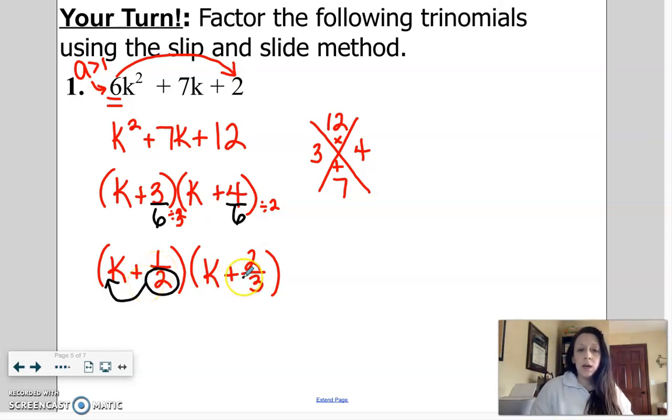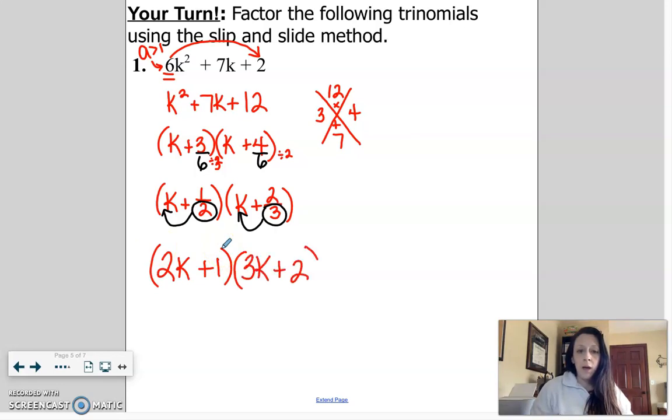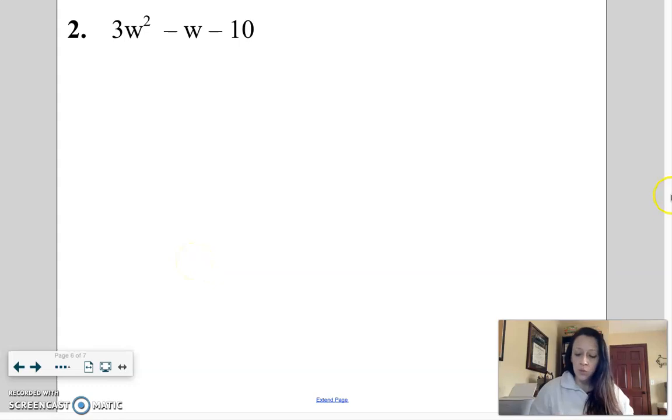So we're going to slide the 2 over and we're going to slide the 3 over. And now we should be able to have an answer. So the 2 is going over and then the 3. And now we're done. I promise it doesn't get harder than that. That's the most complicated type of slip and slide problem you're going to see. All right, we got 2 more, I think.